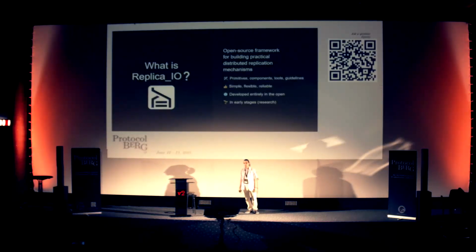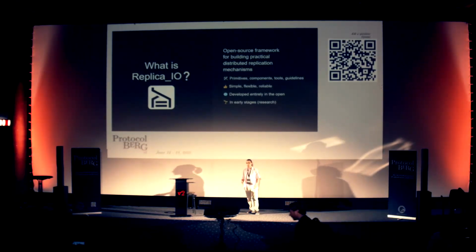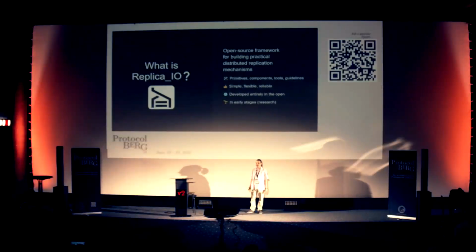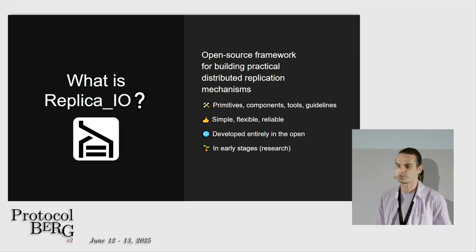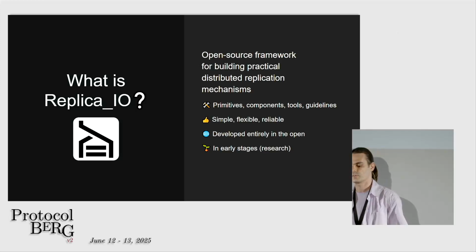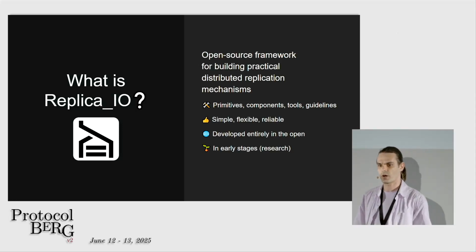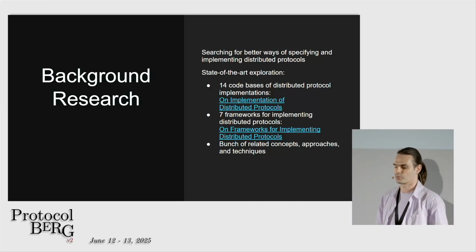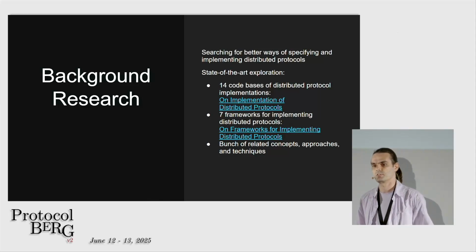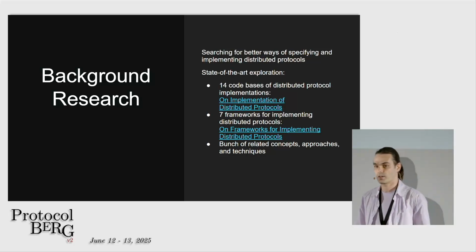I'll skip this, but tell you a few words about this project I've been working on. Replica.io will be a framework with all we need to design and implement core mechanisms of distributed platforms like consensus in blockchain in a simple, flexible, and reliable way. It's being developed entirely in the open from day one, and it's still in early research. I've been searching for better ways of specifying and implementing distributed protocols, so I did extensive research and shared my findings on the project's blog.